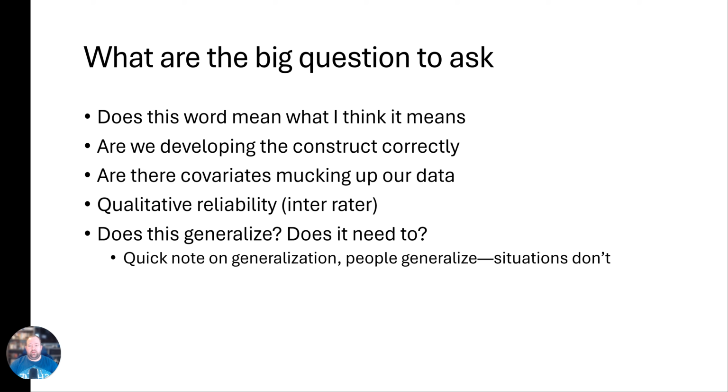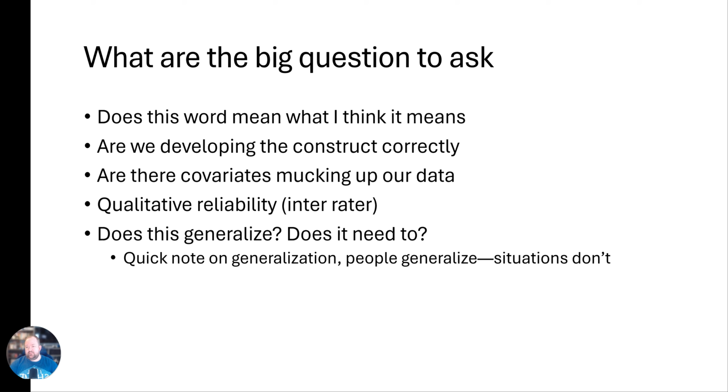That feeds into, are we developing the construct correctly? It's one thing to say, yep, we're measuring happiness. It's another to dig into each one of those parameters and see if they're really indicative of happiness. Next, are the covariates mucking up our data? In the HCI space, 90% of the time, yes, there are, and it is hard to suss that out.